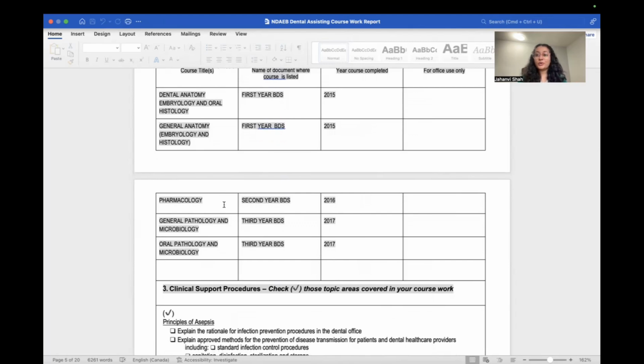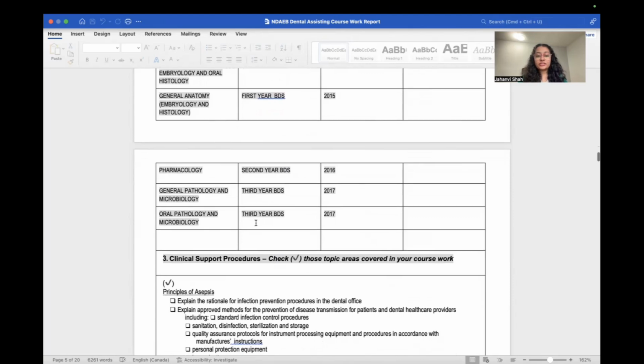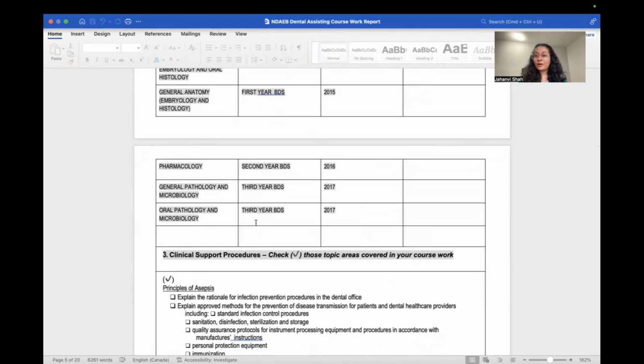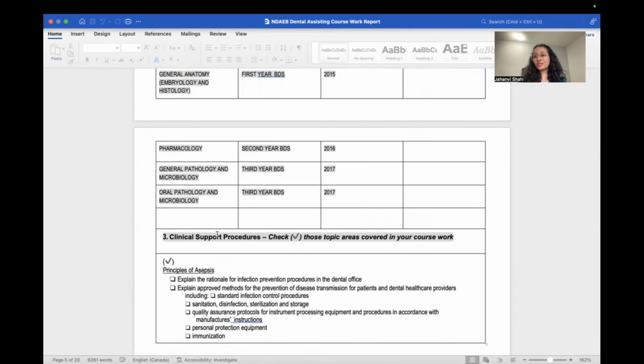The pharmacology part was, of course, studied in pharmacology in second year. There were also some questions which, when I recalled, were taught to me in general pathology and microbiology in third year. And of course, oral pathology and microbiology when we're talking about microorganisms, which I studied in third year. You have to write down the year which the course was completed.